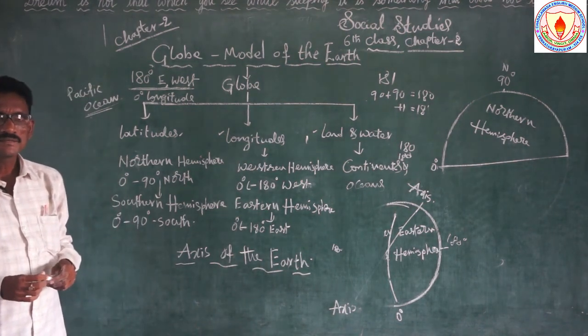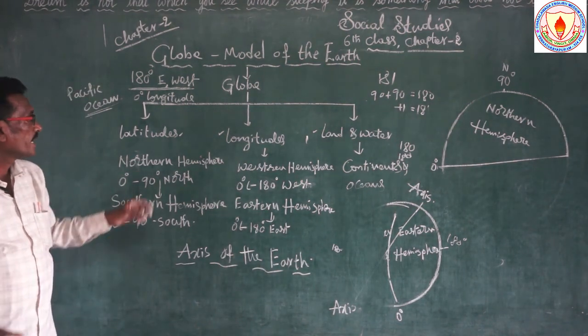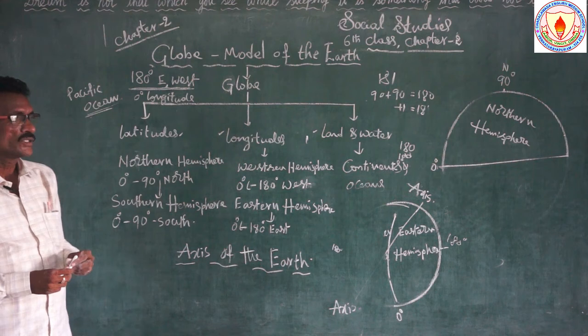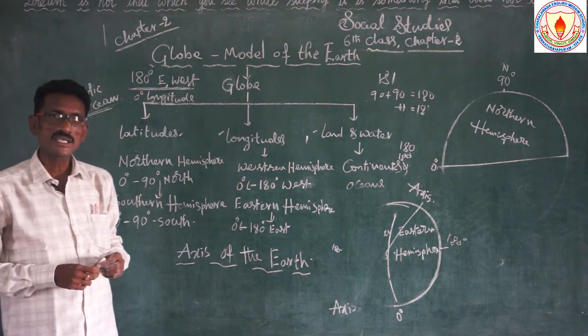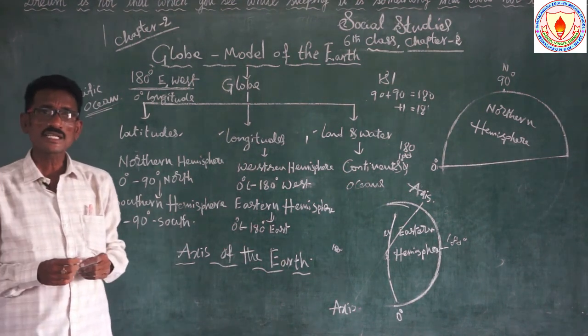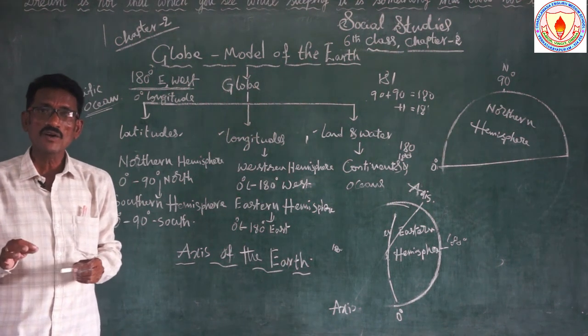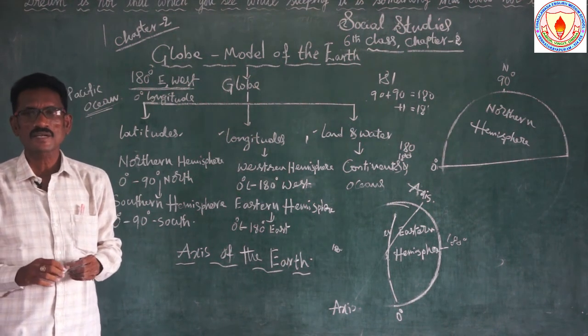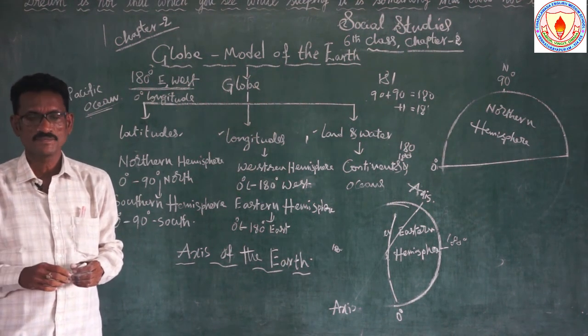See here, and next another important one: the 23.5 degrees north latitude is called the Tropic of Cancer. The Tropic of Cancer passes through India.